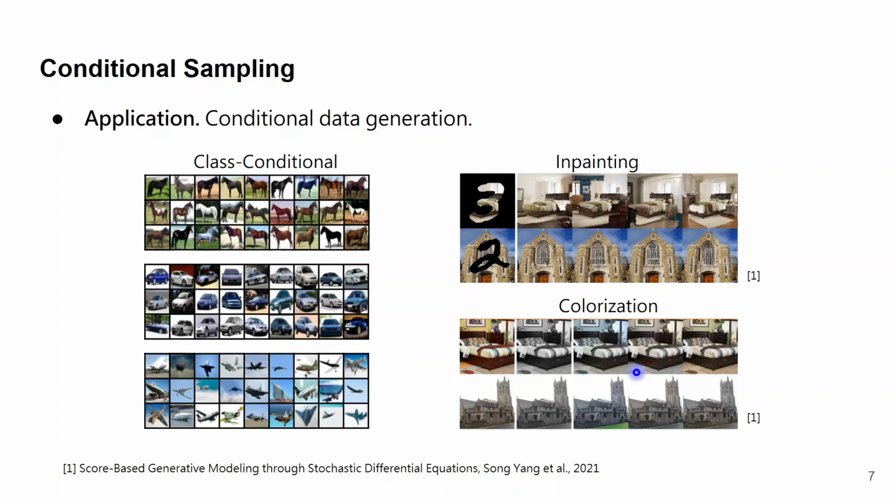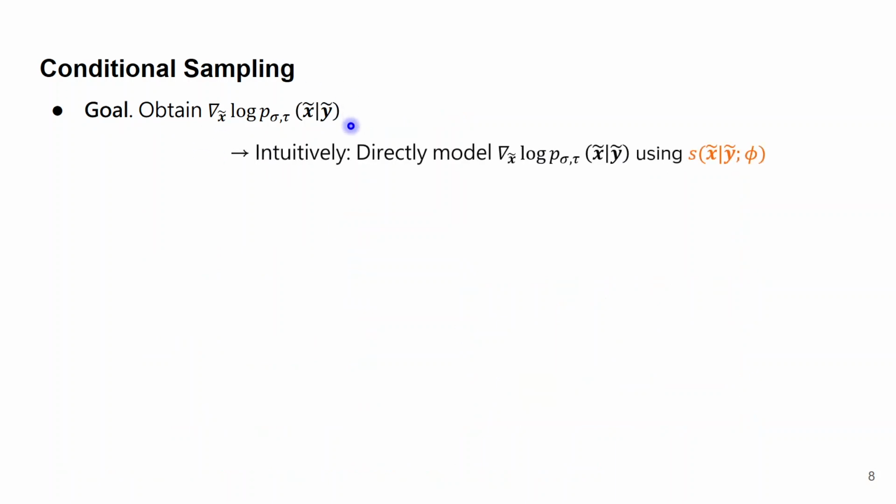But for some application scenarios, we may need a conditional data generation process. Here I provide some examples such as class-conditional generation, inpainting, or colorization. So for these tasks, our goal is to obtain the conditional score here. And intuitively, we can model this term using a conditional score model trained with DSM loss. However, this method is very inflexible.